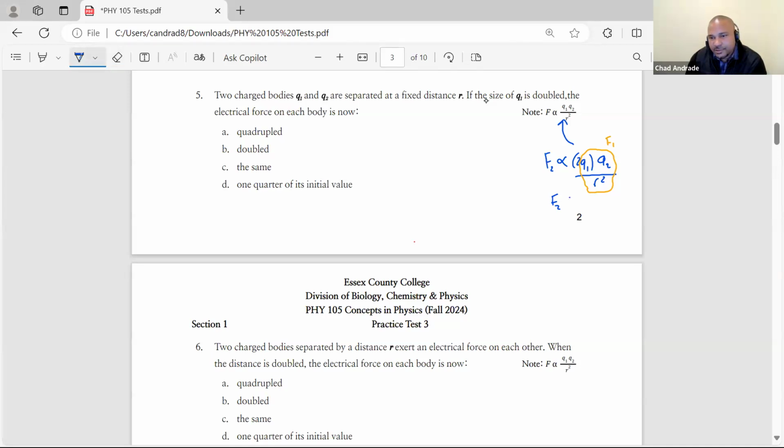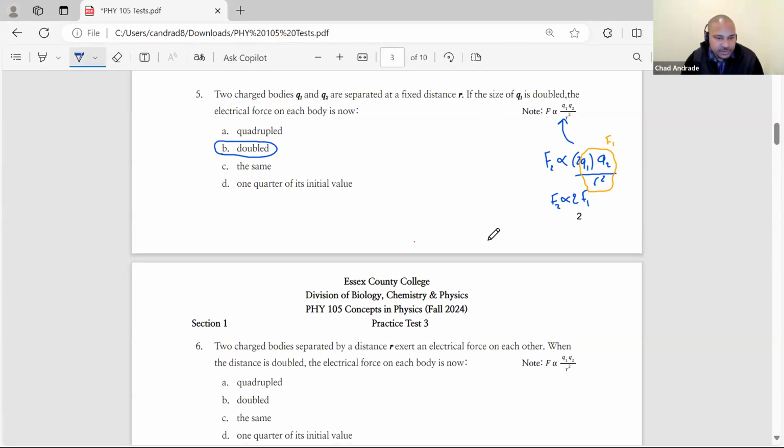All right, so F2 is going to be proportional to 2 times F1. The part in the yellow is F1, if you look at the above formula. So that means my response is that the force is going to double. The only change is that you're doubling one of the charges, and if you double just one of the charges, the force will double.